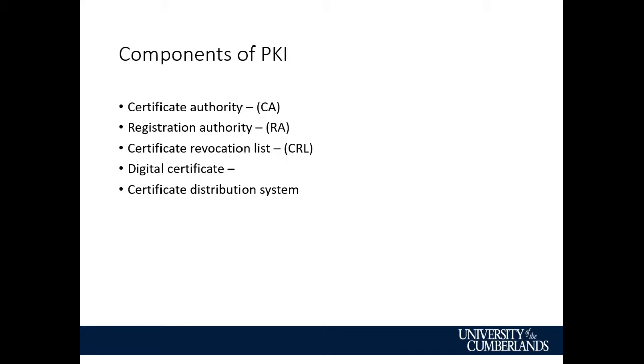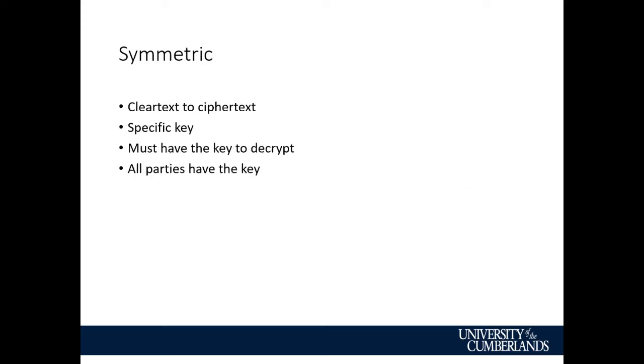Digital certificate: a piece of information, much like a driver's license in the real world, that is used to positively prove the identity of the person, party, computer, or service. And a certificate distribution system: a combination of software, hardware, services, and procedures used to distribute certificates. So that's what we're going to be looking at.